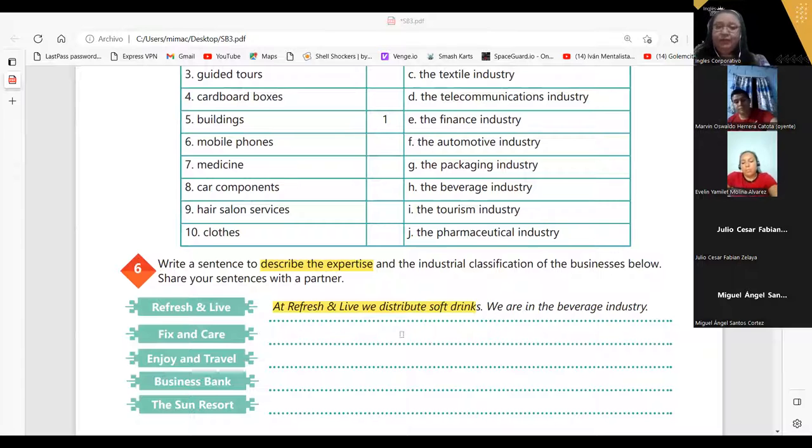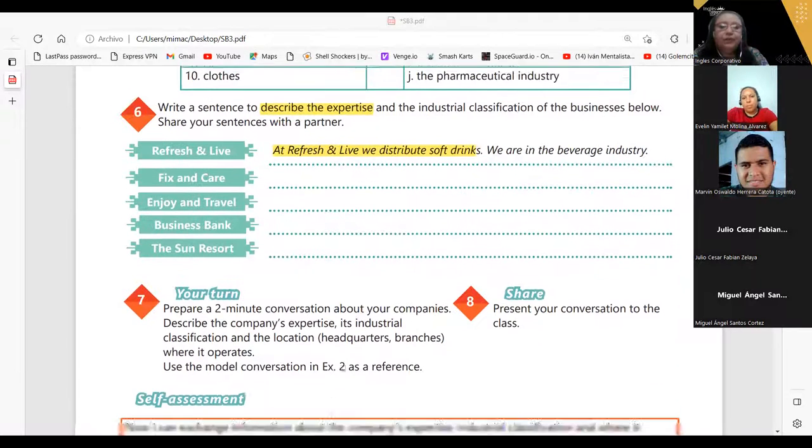Okay, class, very well. So here we were describing the expertise of each of the businesses, and also you were mentioning the industrial classification of the business. Yes, that's good, thank you.